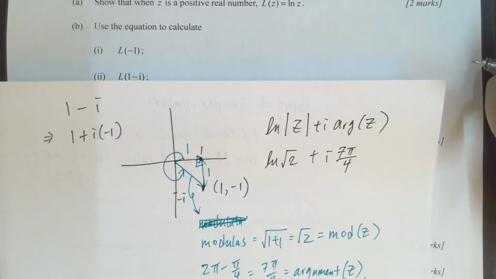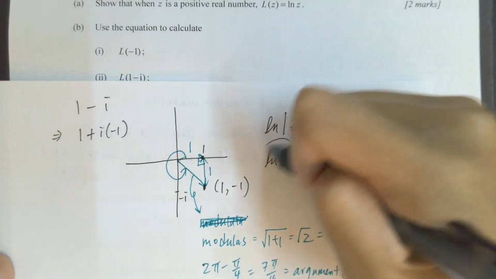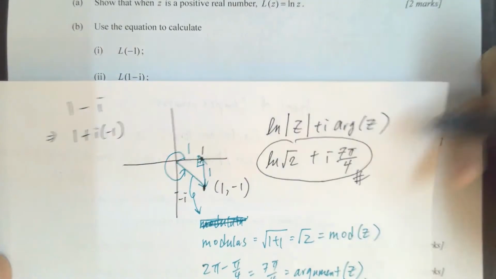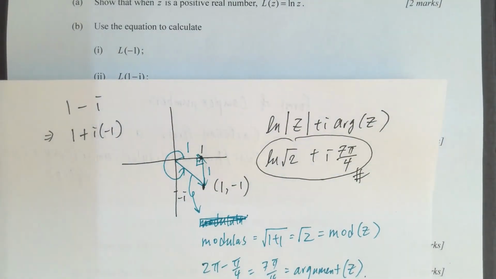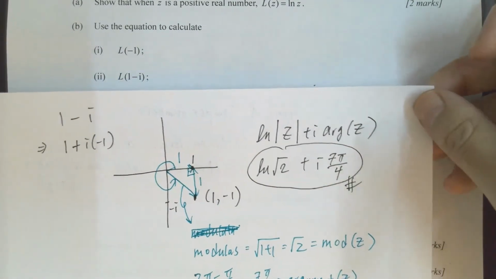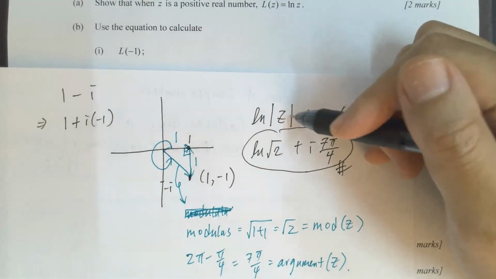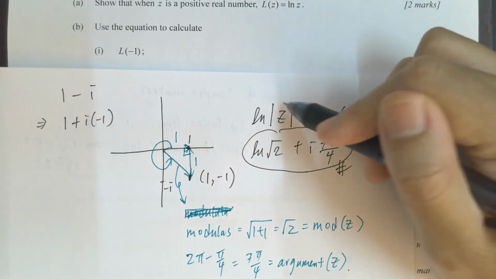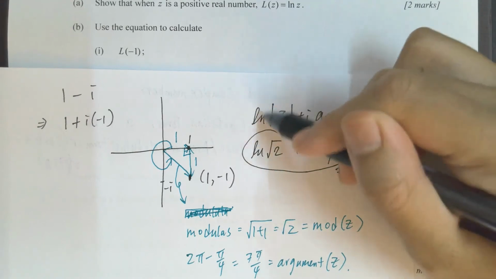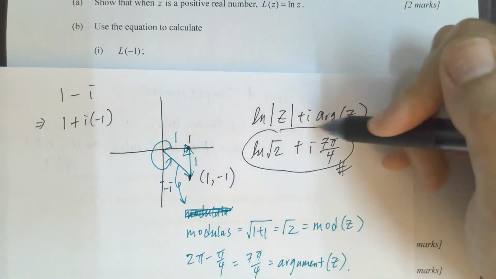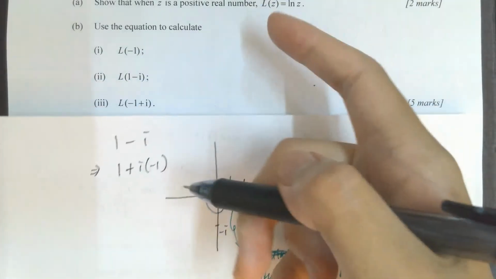So that is that. Alright, so that's our answer to this part. In effect, if we know what a complex number looks like, we know how to represent it in this function. This function says divide it into the modulus part and the argument part.